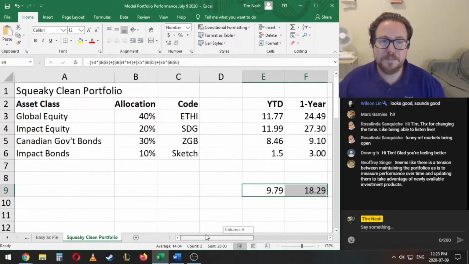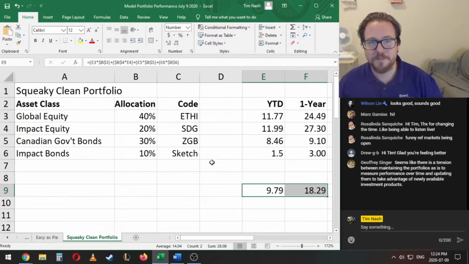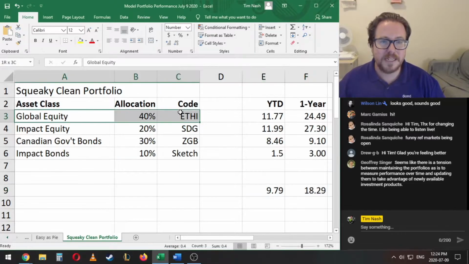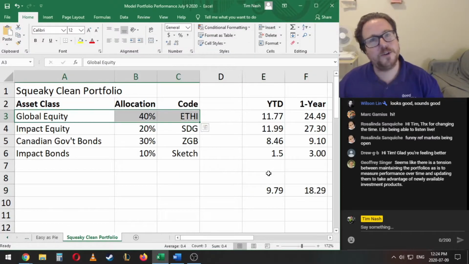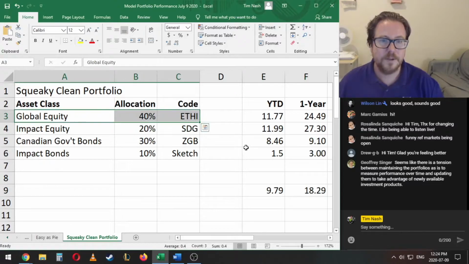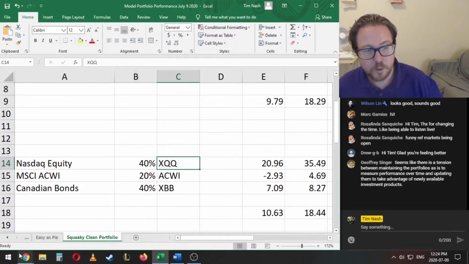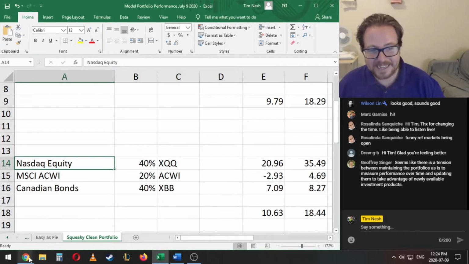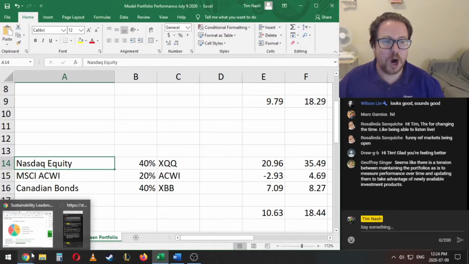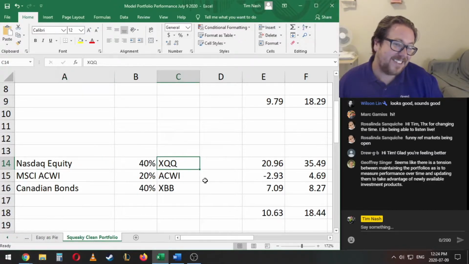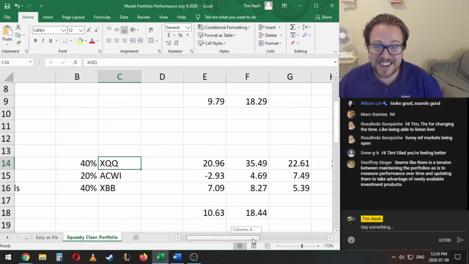Now, the tricky piece is coming up with a benchmark. Because when it comes to ETHI, they're not trying to track the All Country World Index. Really, the one that they are trying to track is this XQQ, which is the NASDAQ exchange. So instead, it's kind of trying to track the NASDAQ, which itself has done really well.